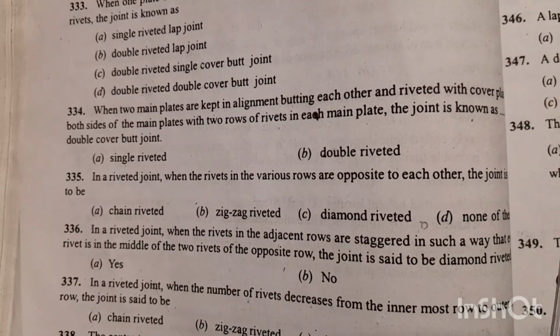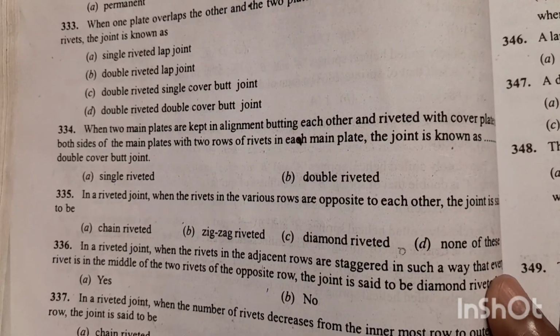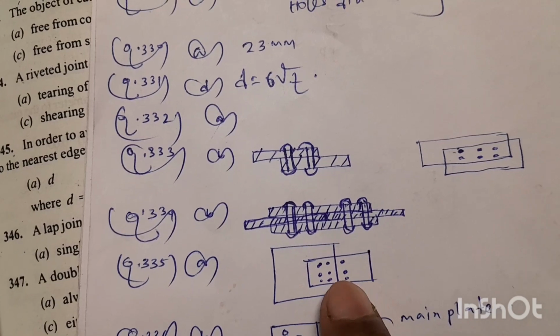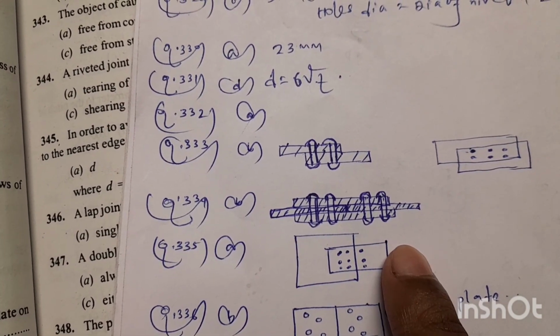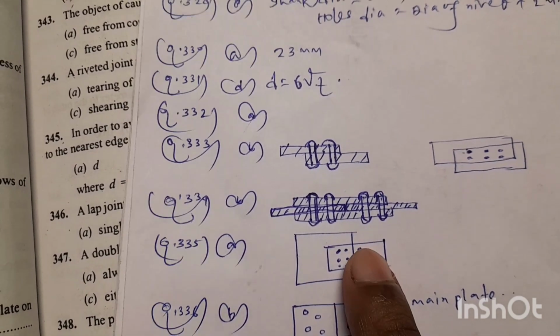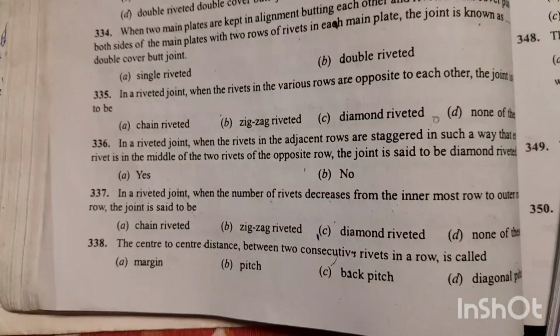Next question 335. In a riveted joint, when the rivets in the various rows are opposite to each other, the joint is said to be. Suppose this is a connection. These rivet arrangements are such that rows are opposite to each other. Rows of the rivets are opposite to each other. This arrangement or the joint is called chain riveted. Next question 336.